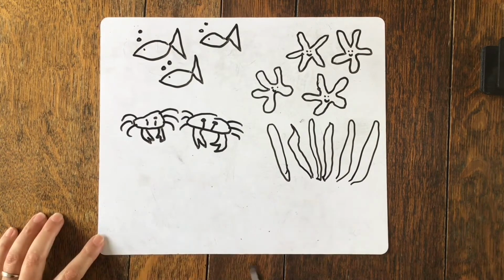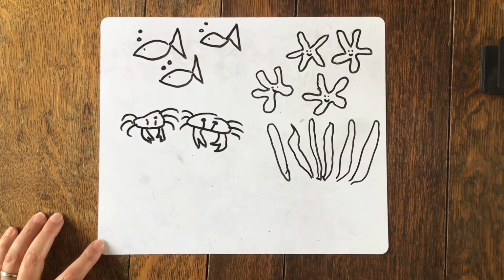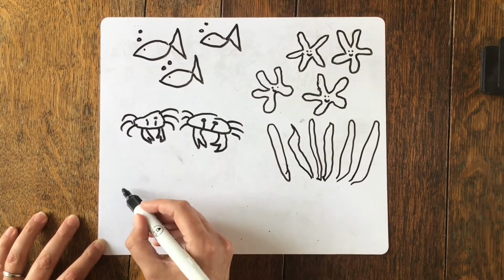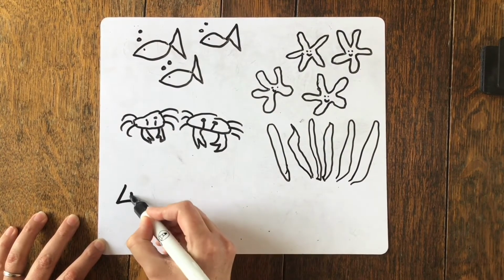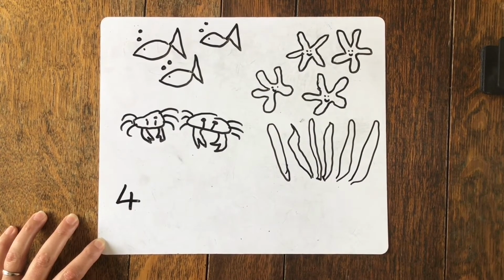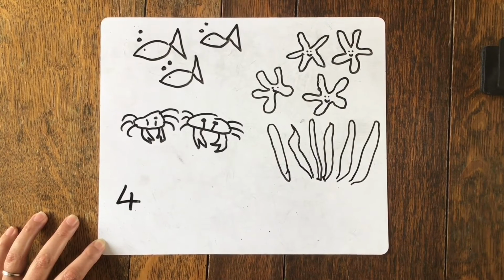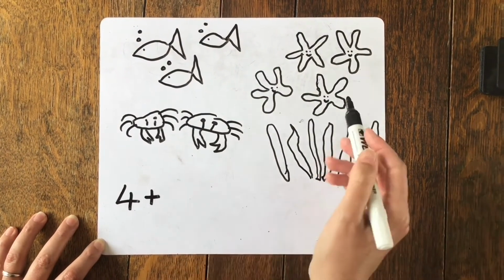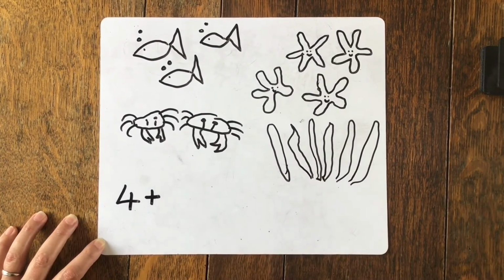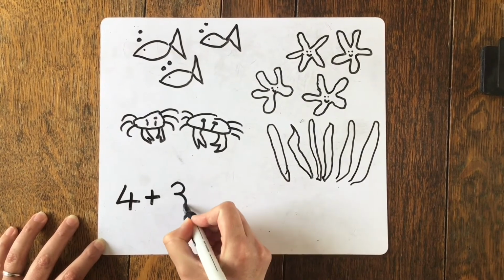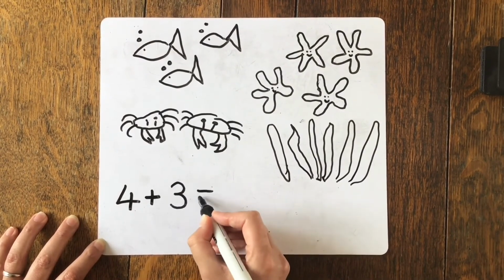So my first question to you is, how many starfish are there? Can you remember? 4. That's right, it was 4. I've got 4 starfish. And I want to know how many starfish there are and how many fish there are. So I'm going to put my add sign because I've got my 4 starfish. And I'm going to add my, how many fish? 3 fish. Add my 3 fish. And then I'm going to write the equal sign.